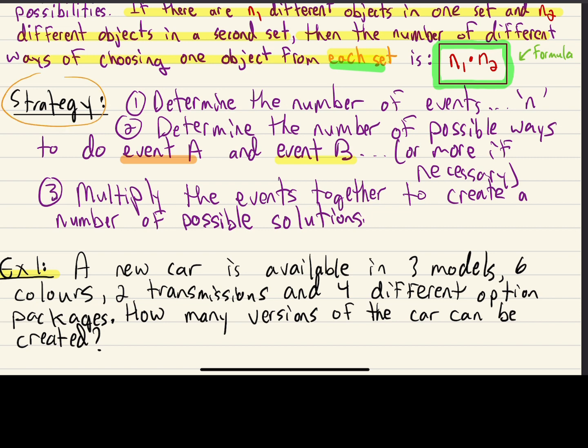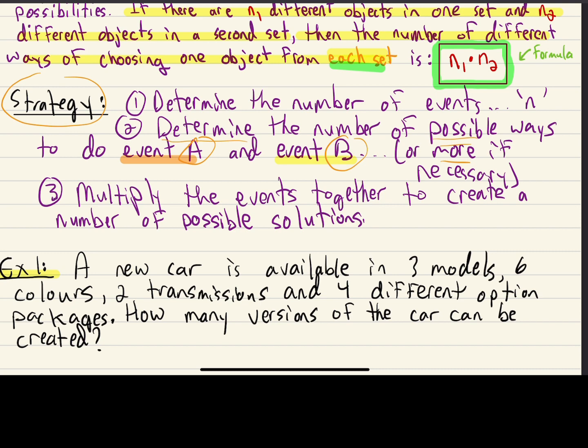is determine just how many events there are, because that's going to determine how many sets I'm going to multiply by. Then, once I've got the number of events in total in whatever situation is described, I'm going to determine the number of possible ways to do event A and event B, or more if necessary, right? Like we said, it may not just be event A and event B.